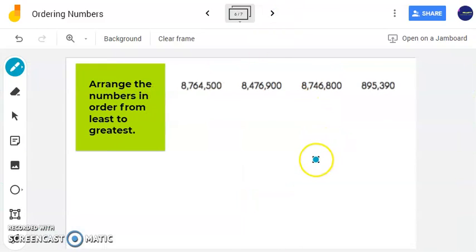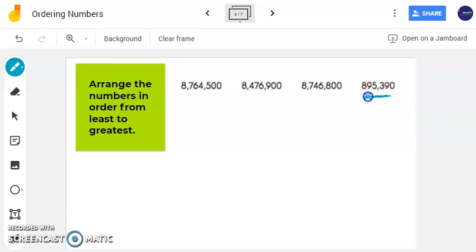Now for this next problem here, we're going to do the exact same thing. Now when I'm looking at this, I see, wow, they both start with an 8. Here I have 8,764,500. I have 8,476,900. 8,746,800. Here I only have 895,390.